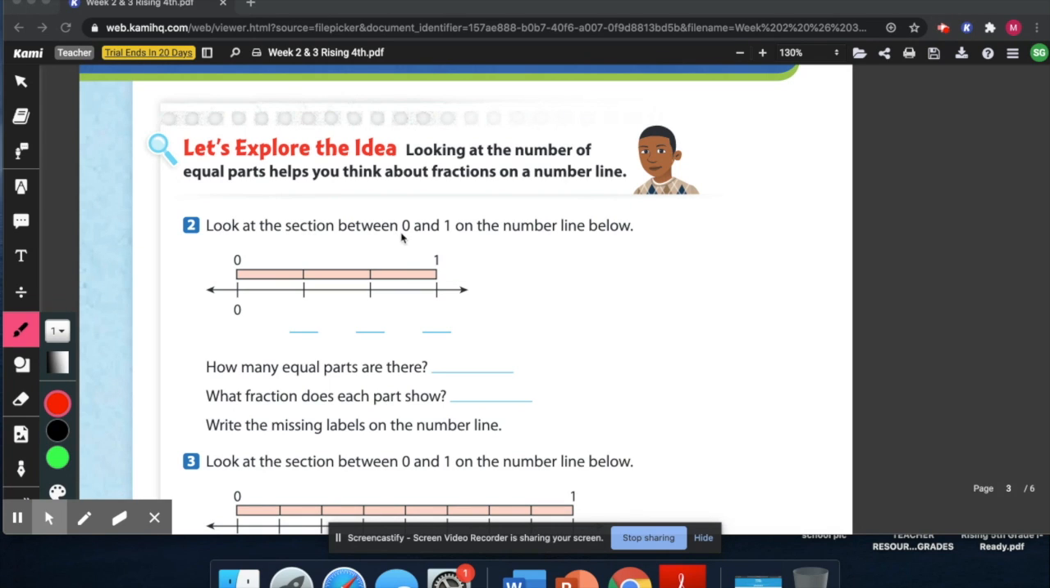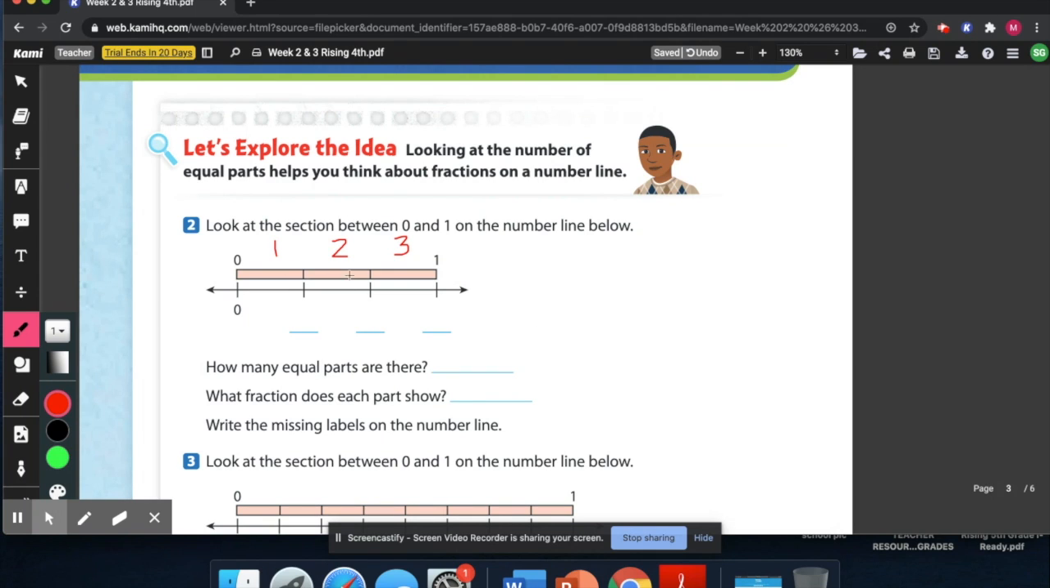Look at the section between 0 and 1 on the number line below. Okay, we have a 0 to 1 on a number line, and it's blank in between, and we have to figure out what we're going to do and figure out what fraction is going to go with this. So the best way to do this is go ahead and see how many equal parts in total you have between 0 and 1. So what I like to do, I like to label them. So I put 1, 2, 3. And if you remember, the total amount of equal parts is always going to be your denominator because that's showing how many you have in total.